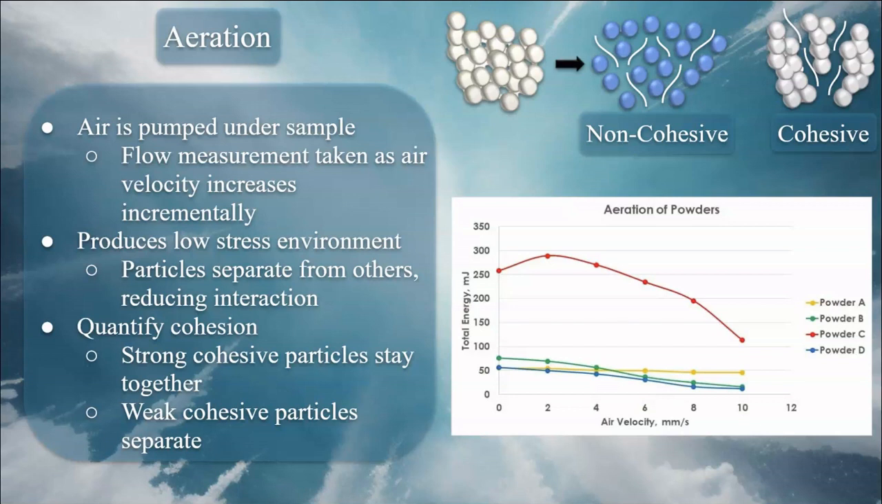Now, looking specifically at this graph, we can see that powder C had a drastic change with the air velocity increase, whereas powder A actually had a very consistent total energy throughout its process, and that means that this powder was likely very not reactive to changes in air velocity. So that's just something to consider when you're trying to choose a powder.